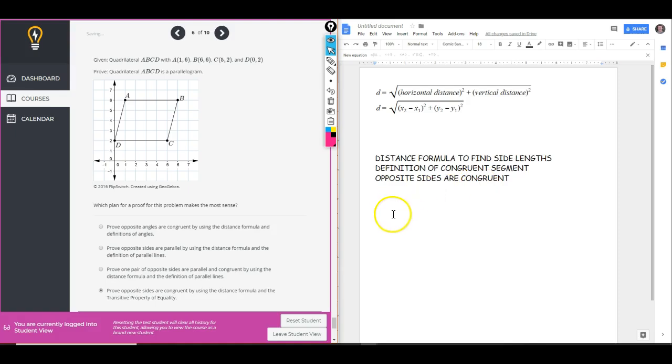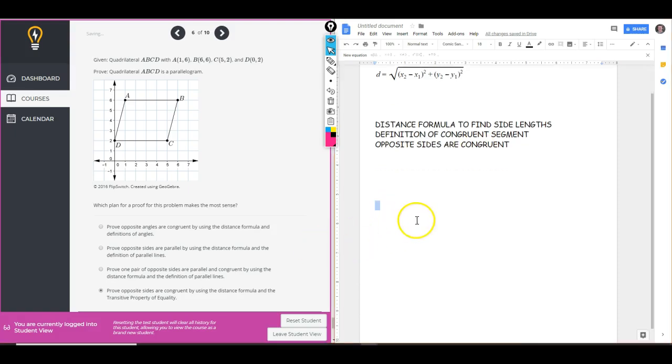They use opposite sides. So the transitive property of equality again is like if segment AB is equal to 3 and segment DC is equal to 3, that the transitive property says then the distance of AB is equal to the distance of DC. So it just cuts out the 3 and it just says we can skip. So it would be the transitive property, prove that opposite sides are congruent.